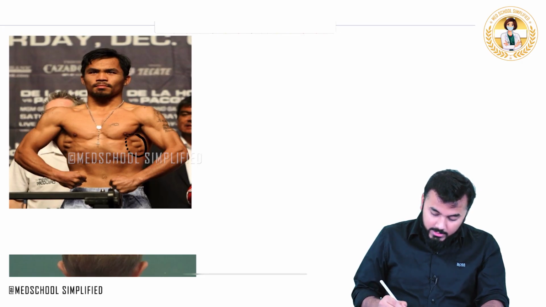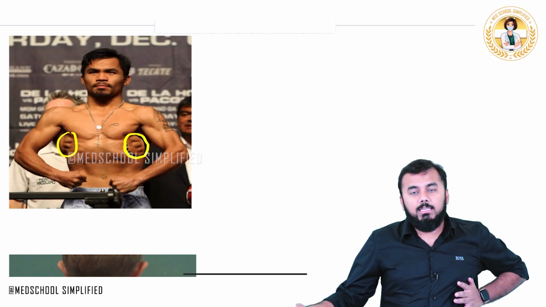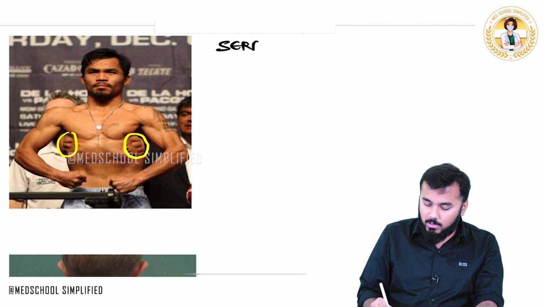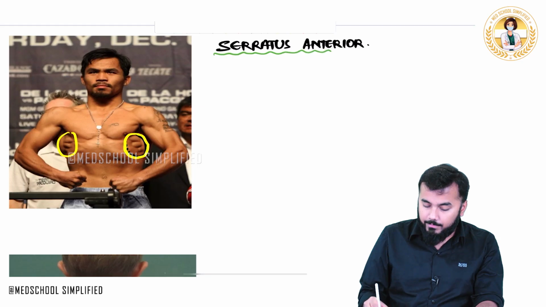These muscles, whatever you can see here on either side, which are attached to the ribs, these are called the serratus anterior muscle. It has a serrated margin, so that is why it is called the serratus anterior muscle.